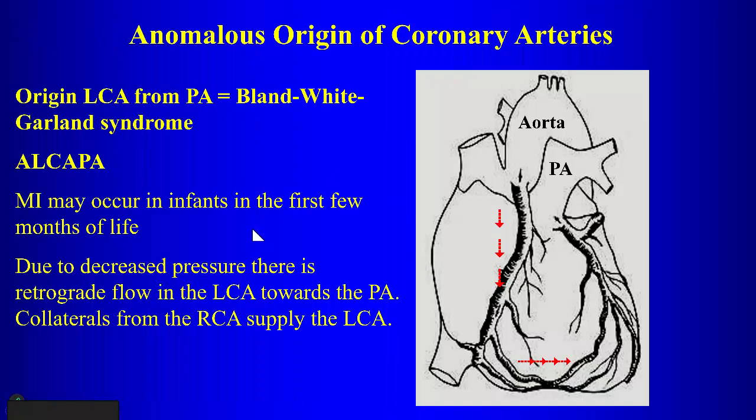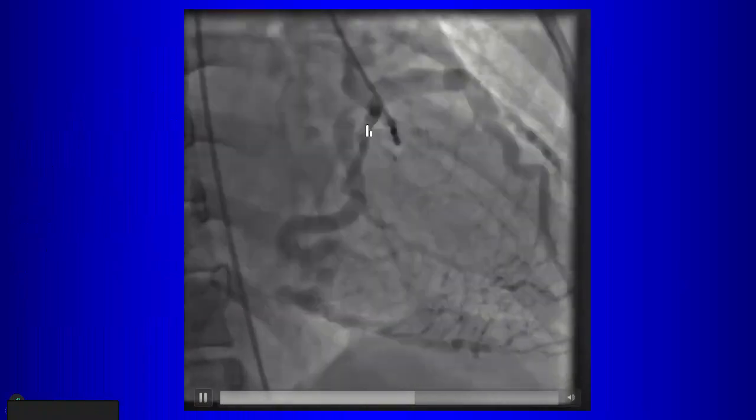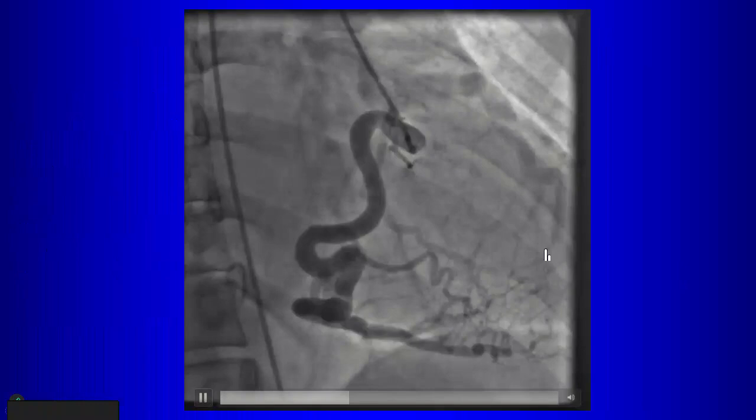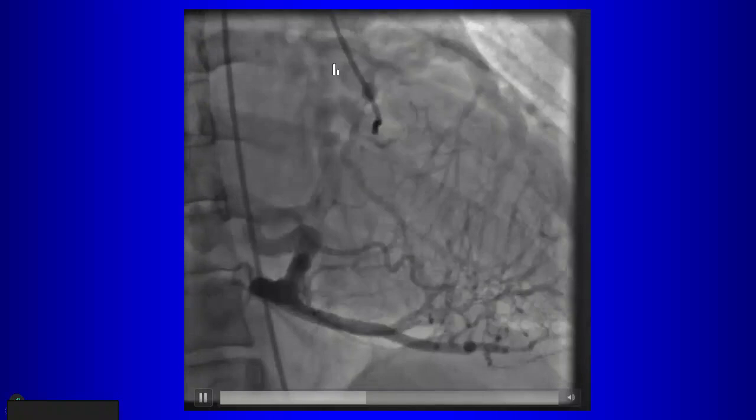Depending on the status of the collateral circulation, it can determine when the symptoms present. So if the collaterals are not very well formed, you can have myocardial infarctions very early on in life, and we've talked about already the reverse flow here within the left coronary circulation associated with this. So here's a conventional angiogram where you inject the right coronary artery. You can see that it's dilated, but you can see here all the collaterals from the right coronary artery to the left, and then that reverse flow in the left coronary artery dumping into the pulmonary artery way out there.